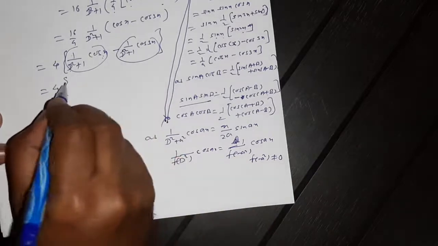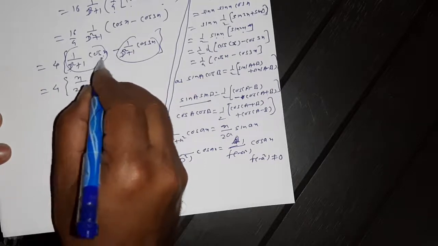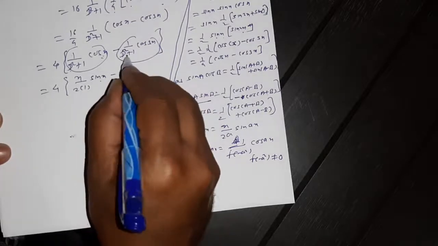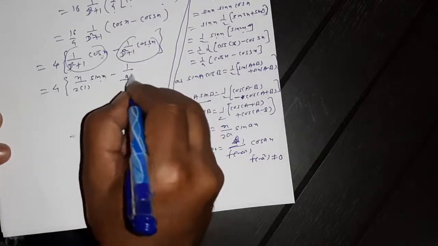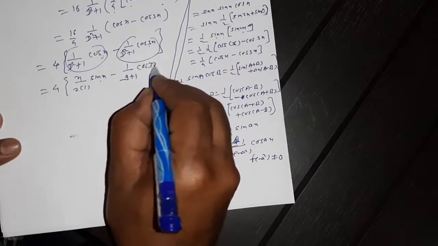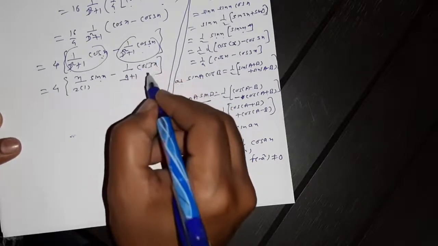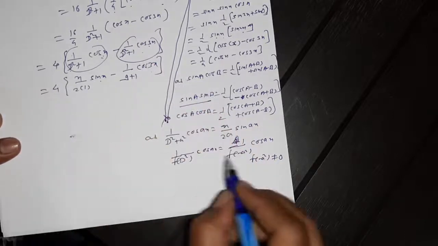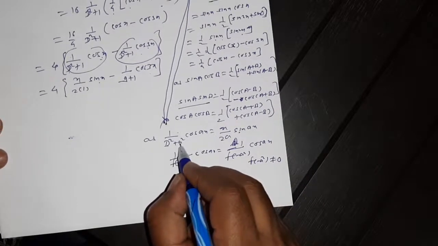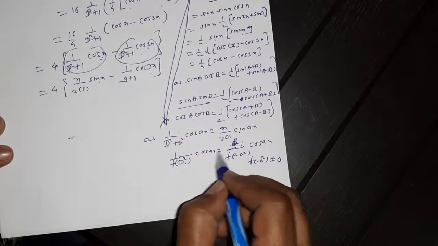Here we have x by 2 into a sin x, cos x is replaced by sin x, minus 1 by, replace this D square by minus 9 plus 1, and this cos 3x remains as it is. Don't write sin 3x. When we replace sin by cos, the rule is 1 by D square plus a square, but if the rule is 1 by f of D square, then sin remains sin, cos remains cos.